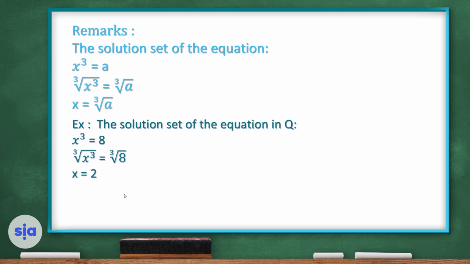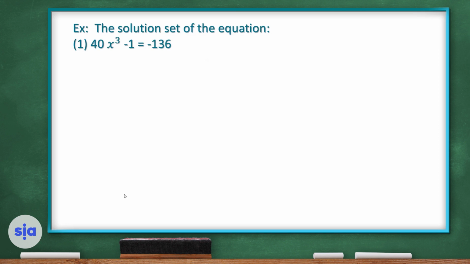Let's take an example here. How can we find the solution set of the equation x cubed equals 8? We make a cubic root on both sides, then x equals the cubic root of 8, which is 2.